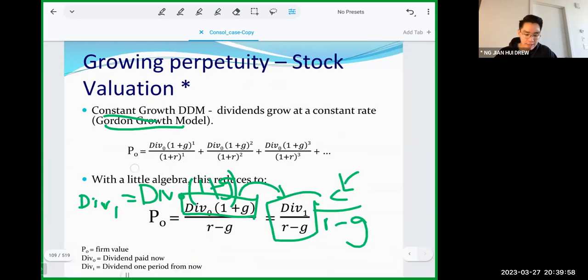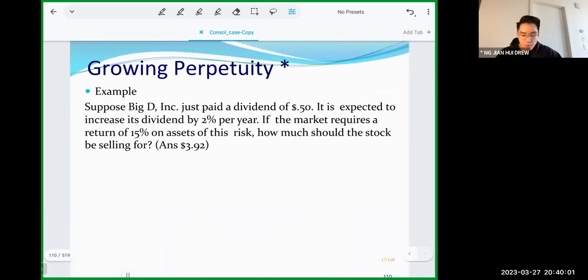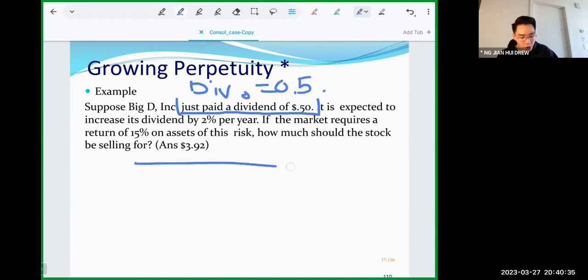We have one example. Let's see this example here. Suppose the company just paid dividends of 0.5. When you read a question, you have to be very careful. Just paid. So what does this mean? Anyone can say, what does just paid dividends of 0.5 mean? Very good, div0. So div0 is actually 0.5. On a timeline, I'm just going to draw the timeline here. We have div0 here, which is 0.5.